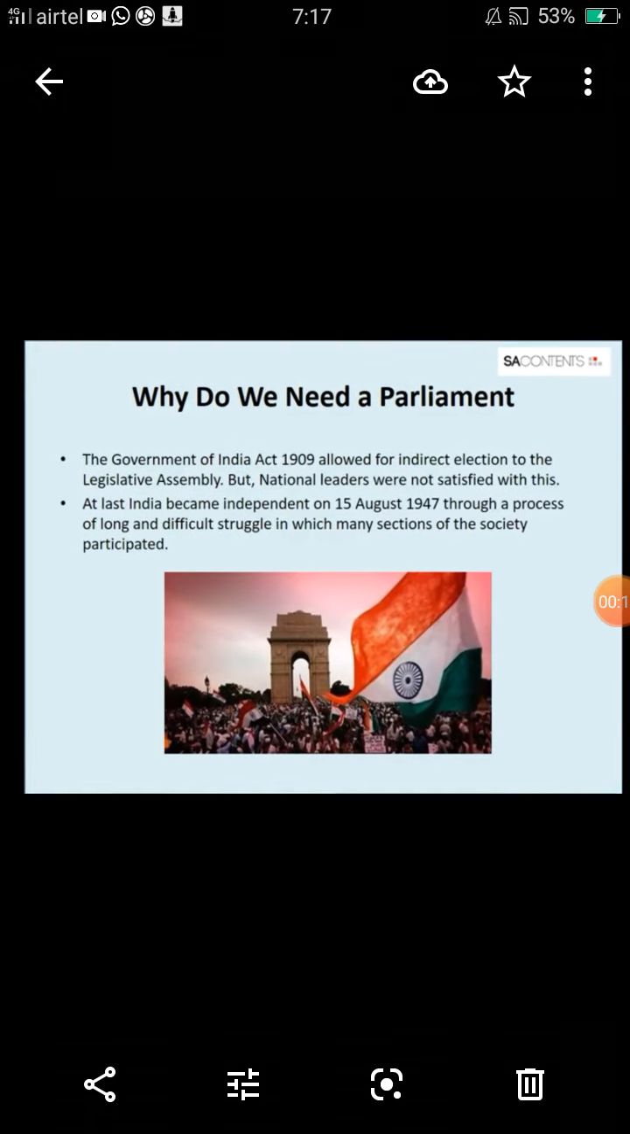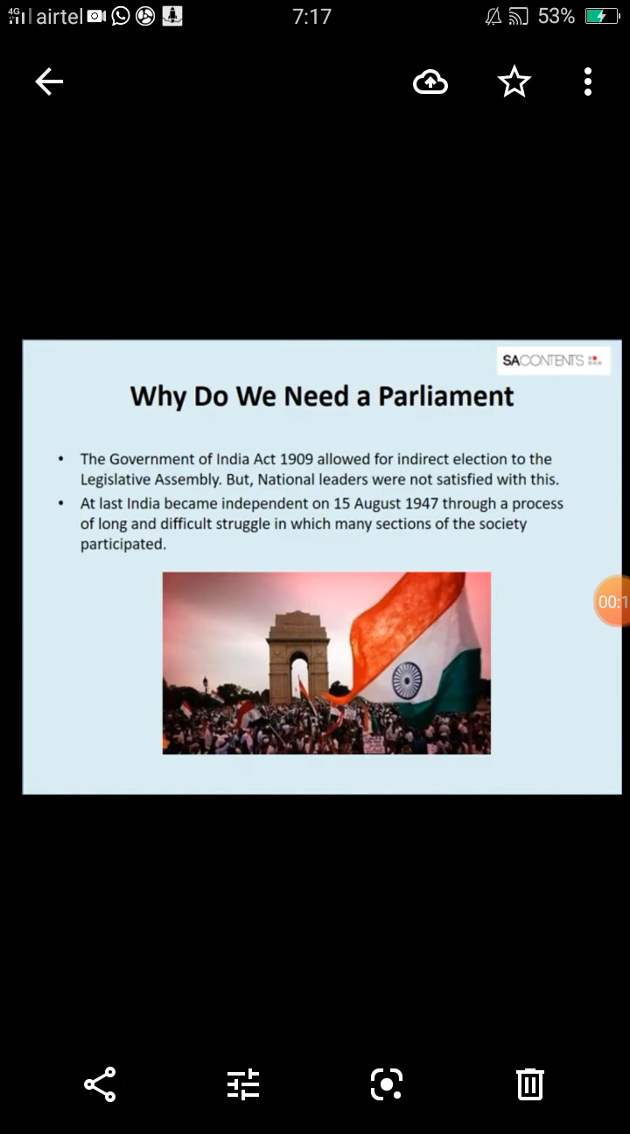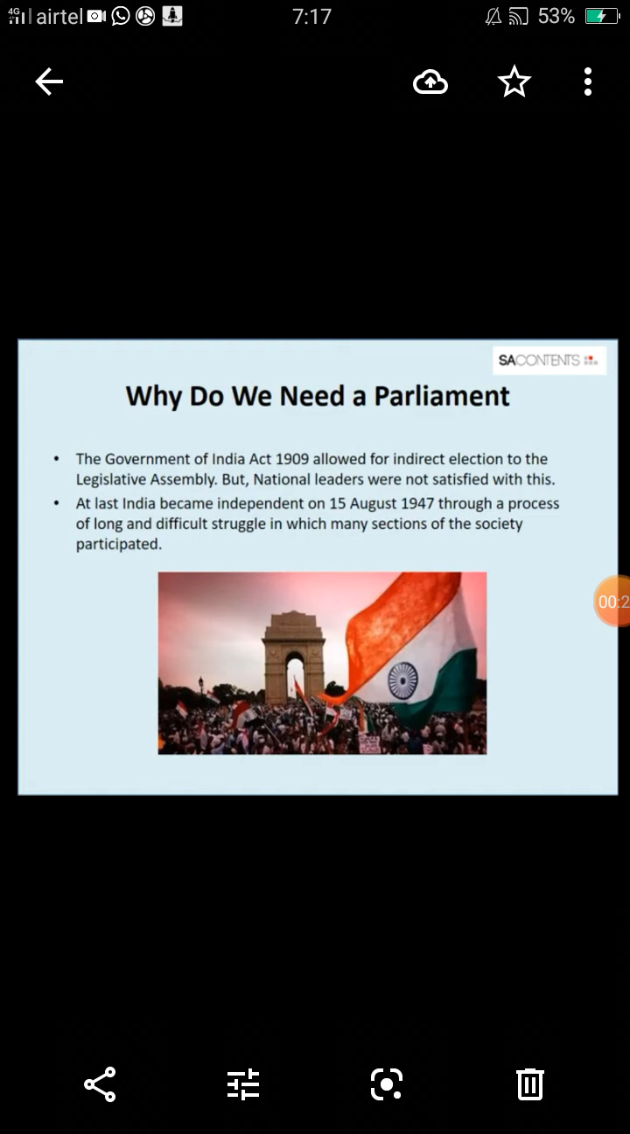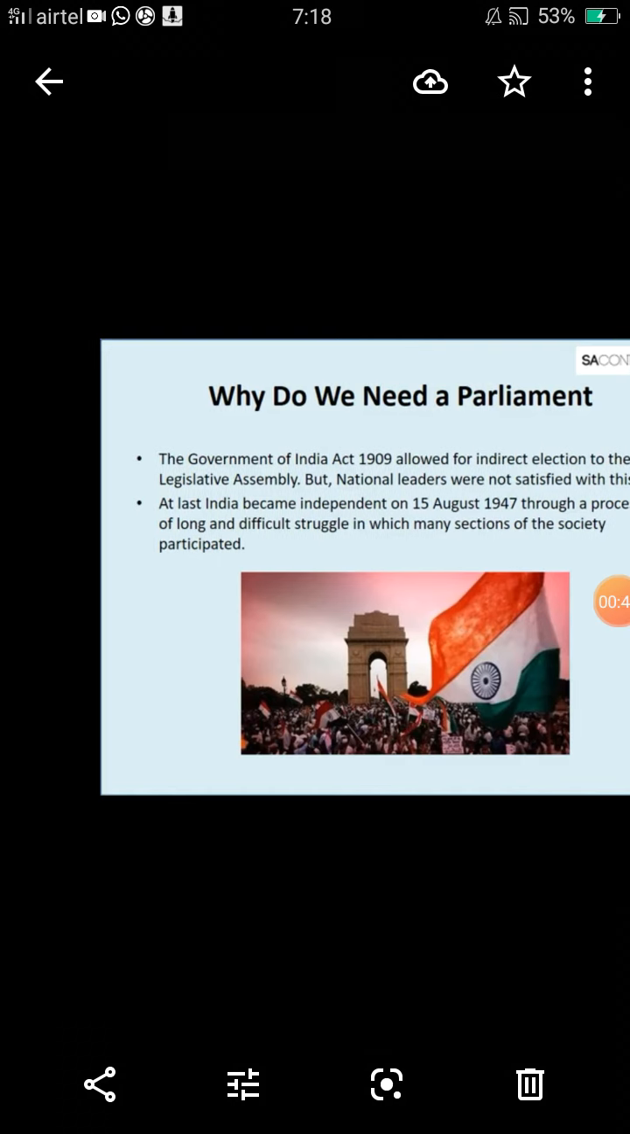The Government of India Act 1909 allowed for indirect elections to the Legislative Assembly, but national leaders were not satisfied with this. At last, India became independent on 15th August 1947 through a process of long and difficult struggle in which many sections of the society participated.